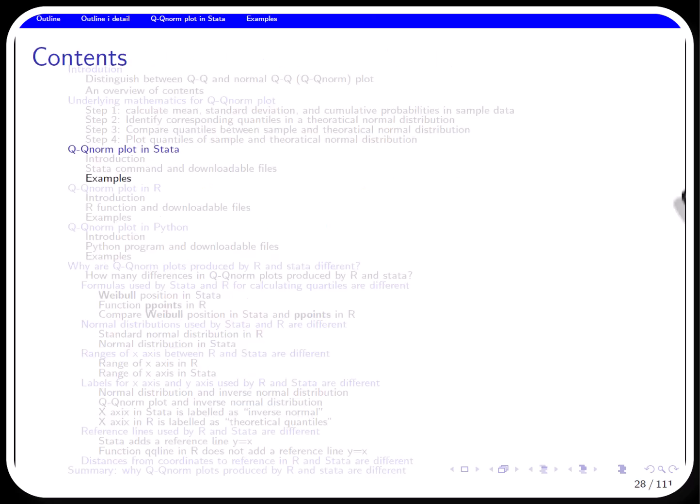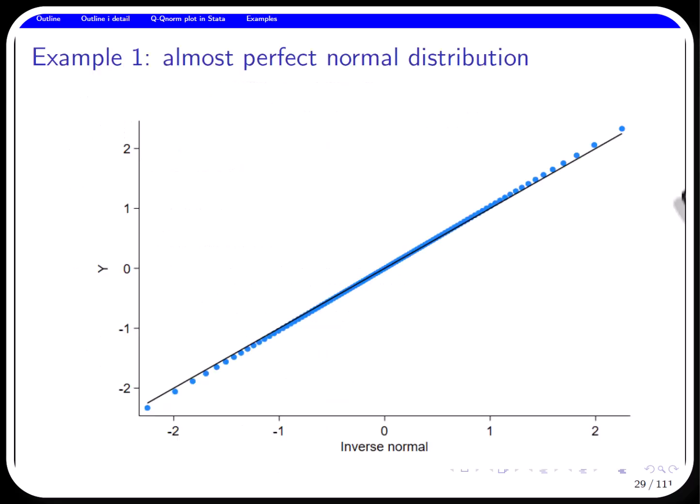Here are a few examples. Let's quickly go through 4 examples. The first example, almost all points are on the reference line. Therefore, the sample data is almost perfectly normally distributed.